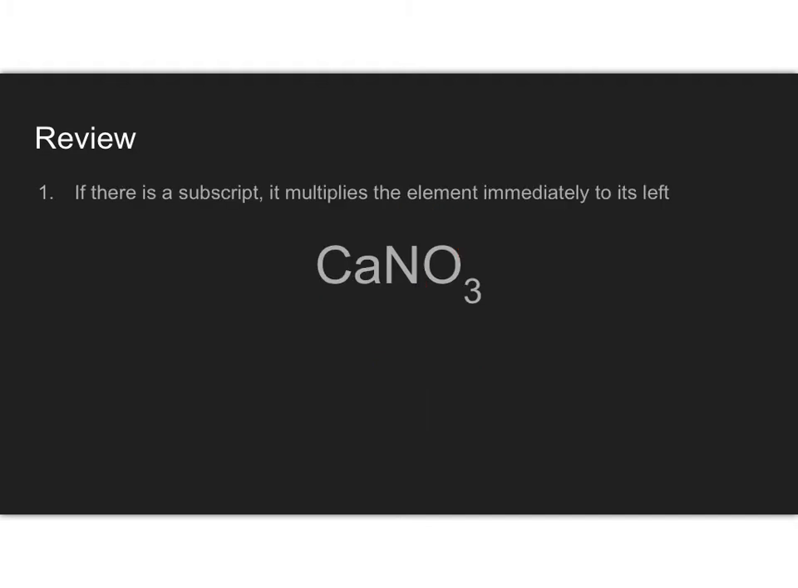Now remember, if there is a subscript in the formula, it multiplies the element immediately to its left, the one that came just before it, but only that element. So how many atoms are in this compound, calcium nitrate? Well, again, we'll draw lines. There's a capital and lowercase letter, then a capital letter, then another capital letter. So there's 3 elements, right? There's calcium, there's nitrogen, and there's oxygen. But the oxygen has a subscript number 3.